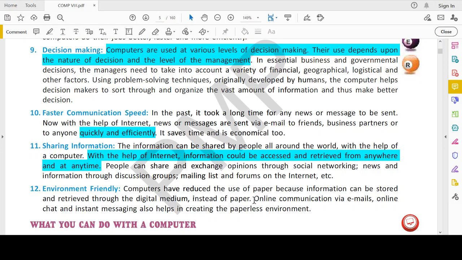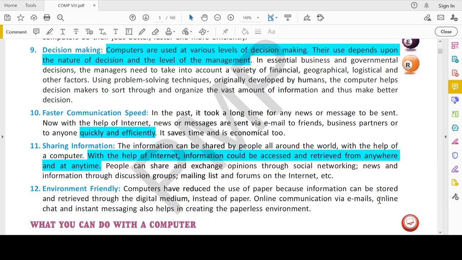Trees are giving you life-saving oxygen, and you are saving them means you are saving life. You are saving the environment. So computer is environment friendly in that respect.